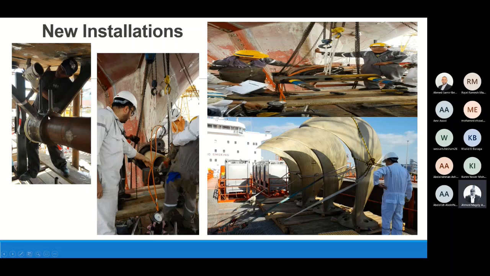This is a different type. This is a small vessel, actually, on the left side. This is not a big vessel, okay? So we have what we call the spider outside. What is the spider? The spider is the aft bearing support. This is a water lubricated type.